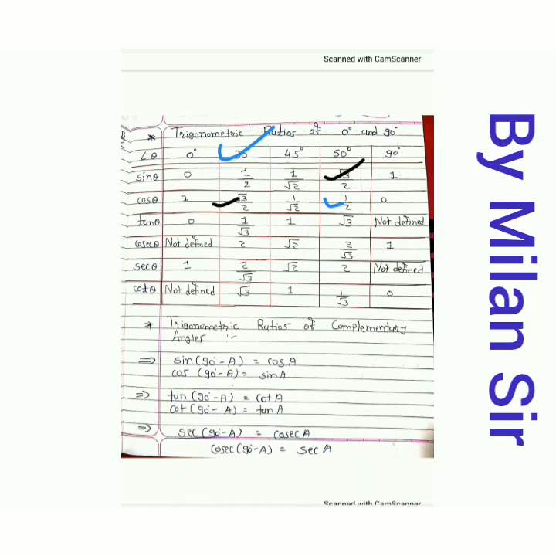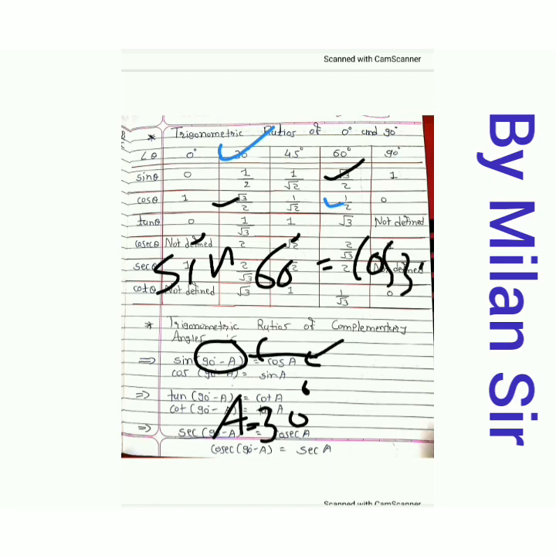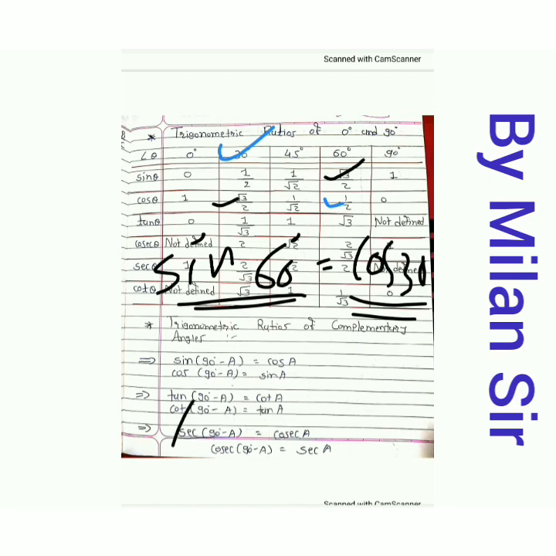Now put A equal to 30 degrees here. So sin(90 minus A), right now A is 30, so 90 minus A is equal to 90 minus 30, that means 60. So sin 60, and what is the value of A? 30. So cos 30, that shows that sin 60 is equal to cos 30. What I do here, I just put the value of A equal to 30. So here 90 minus 30 is 60, and here 30.